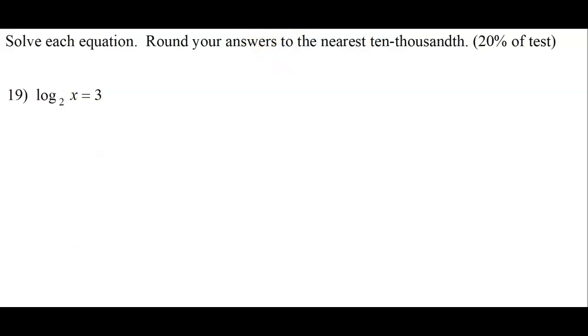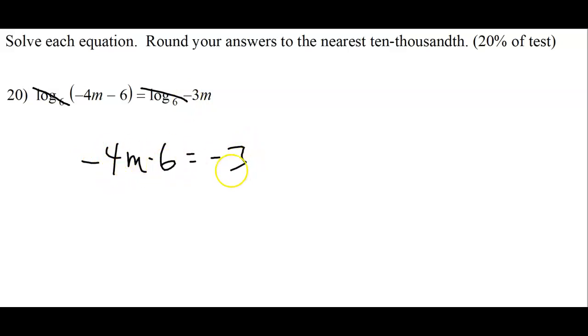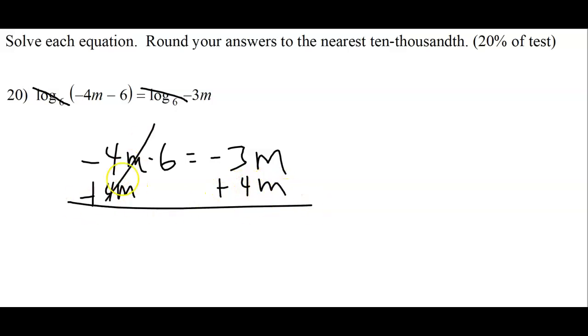Let's take a look at yet another question, number 20. In this case, whenever you have a log on both sides, it's really quite simple. You just drop the log off. Now, I didn't start by finding my domain, and I really should have. I'll go back and do it at the end, though. Plus 4m, and I end up with m equals -6.